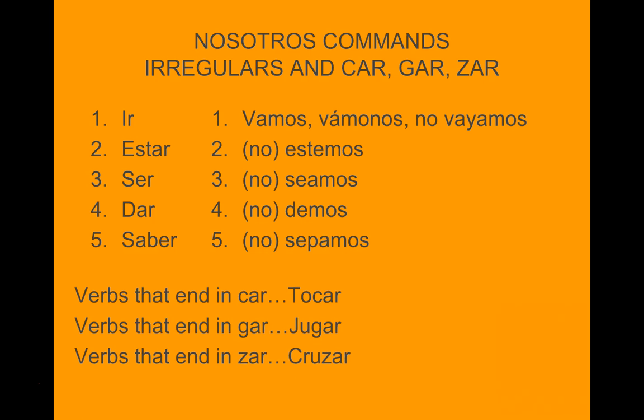We have verbs that end in car, gar, zar to preserve the original sound of the infinitive. For tocar, and any verb that ends in car, we're going to spell it with a Q-U-E-M-O-S, toquemos. Jugar becomes G-U-E-M-O-S, juguemos. So any G-A-R ending verb picks up a G-U-E. And cruzar, any verb that ends in Z-A-R, ends with C-E-M-O-S, no crucemos.